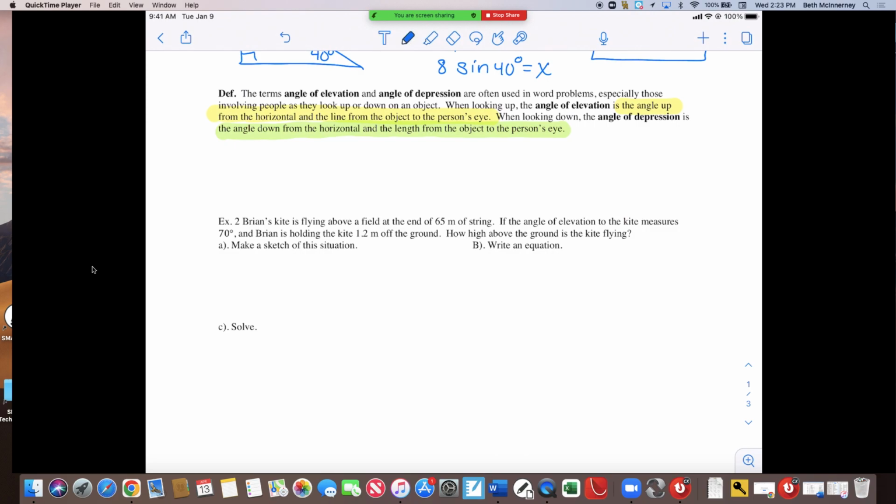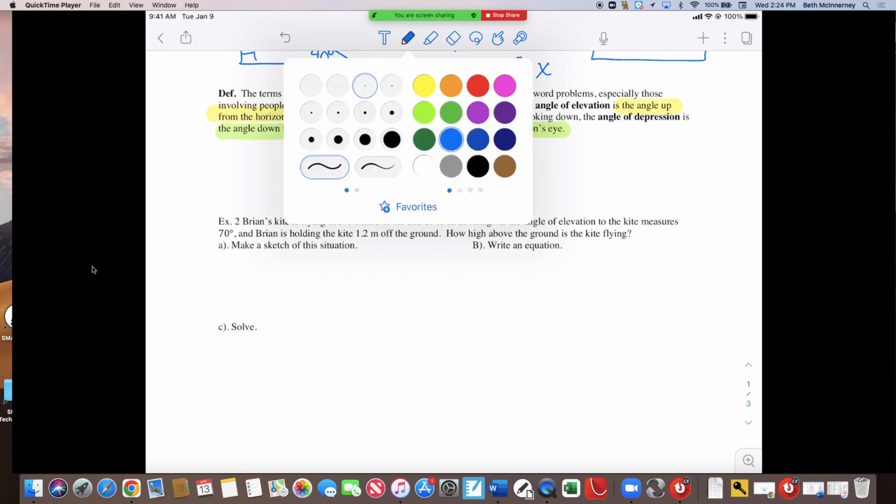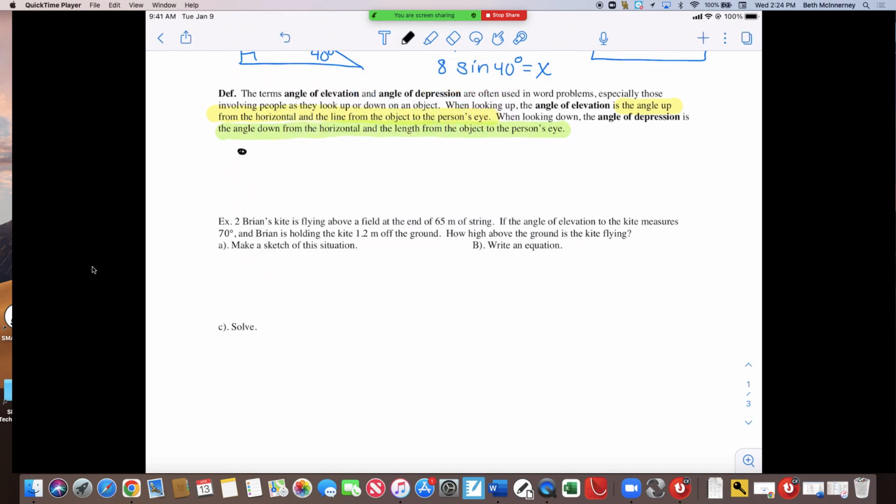Now I've taught this so many years, but when we do angle of depression, I have students who don't take it from the horizontal. They do it from the vertical. And I'm like, both of these are from a horizontal line. So let me explain with a diagram. This is a horizontal line, technically a ray, but you get the gist.